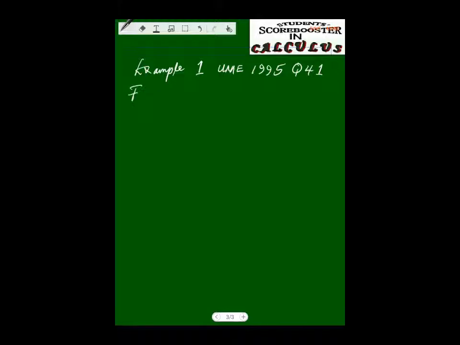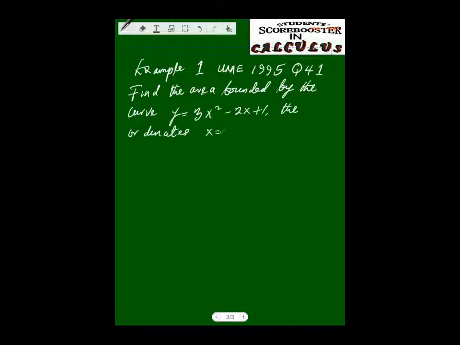So it is: find the area bounded by the curve y equals 3x squared minus 2x plus 1, the ordinates x equals 1 and x equals 3, and the x axis. So, our Score Booster solution.